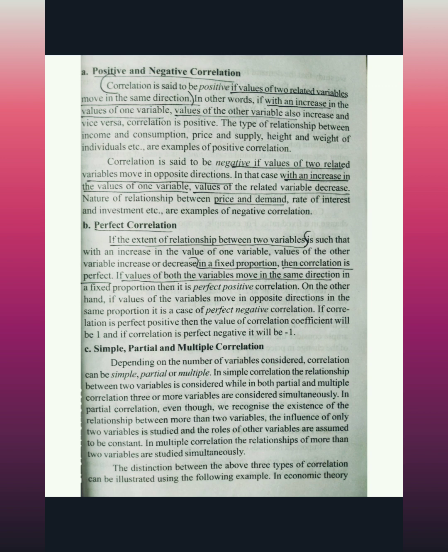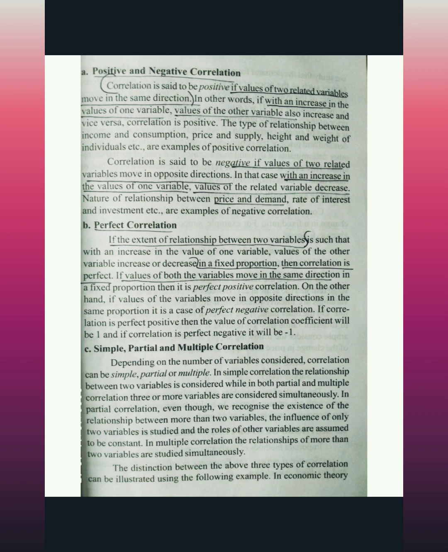Is it clear? So perfect correlation means the relationship between two variables in a fixed proportion. That's why it's called a perfect correlation. And there are two types of perfect correlation. First one, perfect positive correlation, because positive correlation means what? The relationship between two variables moves in the same direction. So that applies in the case of a fixed proportion, called a perfect positive correlation.